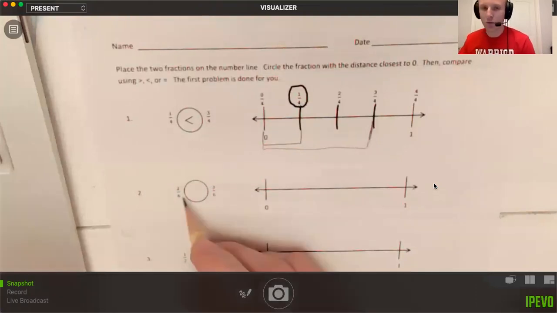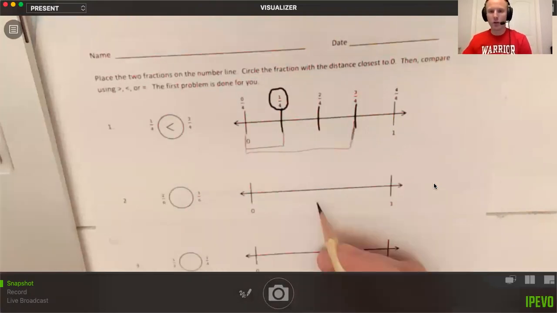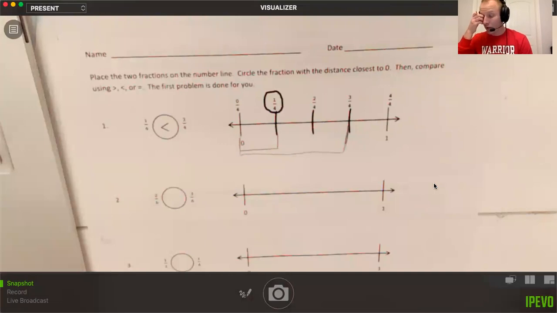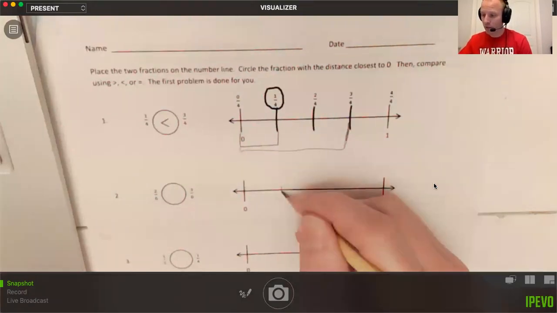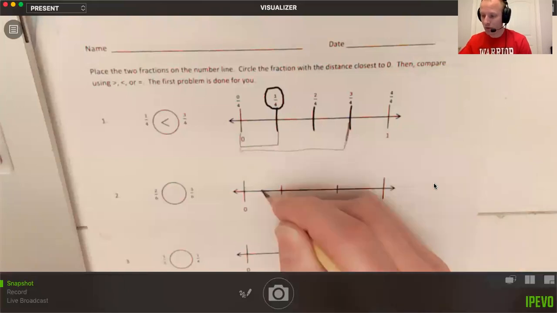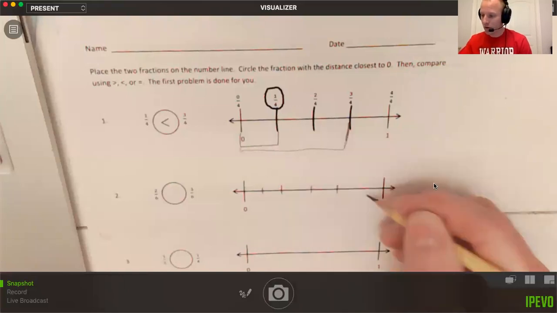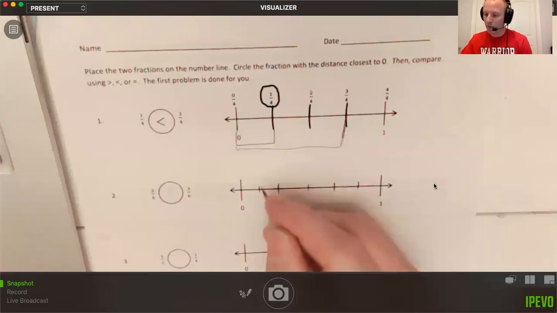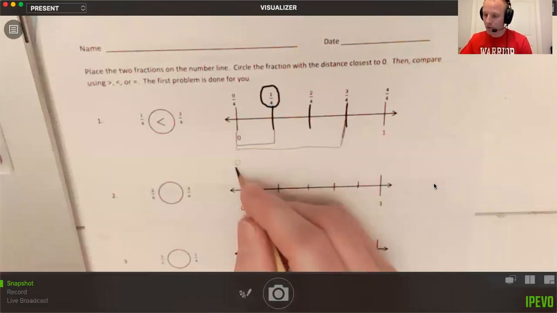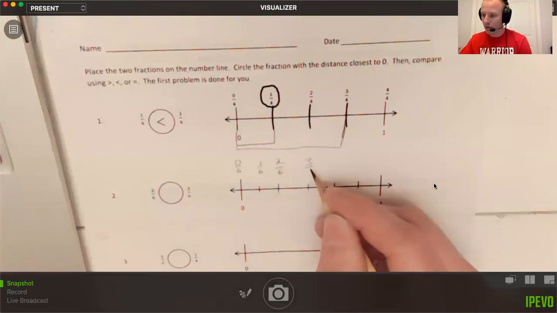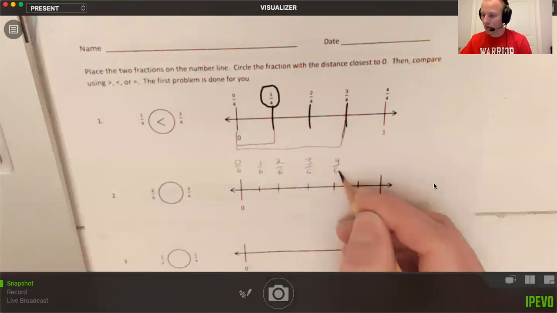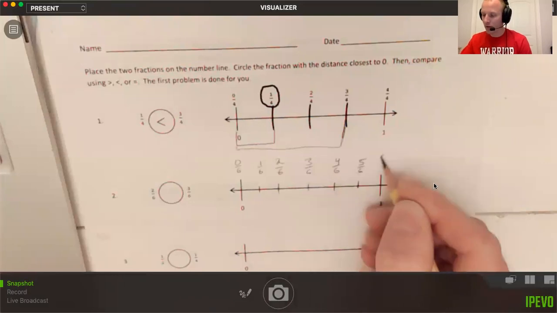It's 2/6 and 3/6. So you'll notice that this number line is blank, first of all. And so we need to fill it in. And this is good practice. So anytime I have 6, I first split into thirds and then take each third and cut it in half. So I have 0/6, 1/6, 2/6, 3/6, 4/6, 5/6, and 6/6.